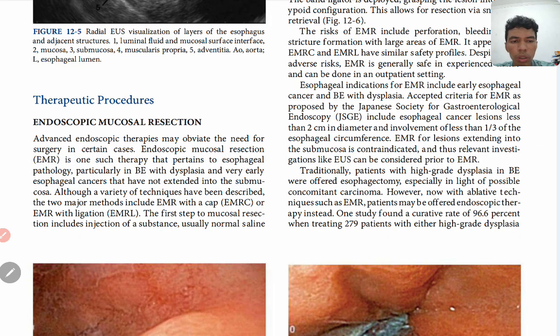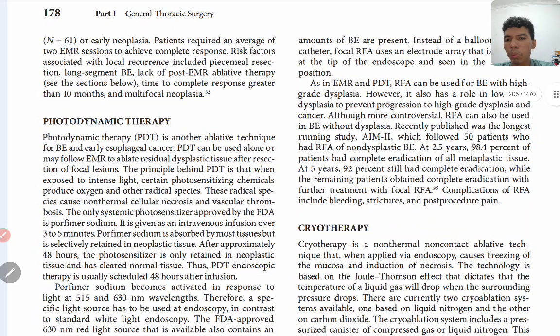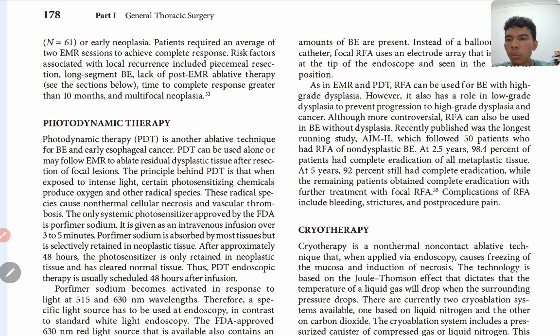One study found a curative rate of 96.6% when treating 279 patients with either high-grade dysplasia or early neoplasia. Patients require an average of 2 EMR sessions to achieve complete response. Risk factors associated with local recurrence include piecemeal resection, long segment BE, lack of post-EMR ablative therapy, time to complete response greater than 10 months, and multifocal neoplasia.